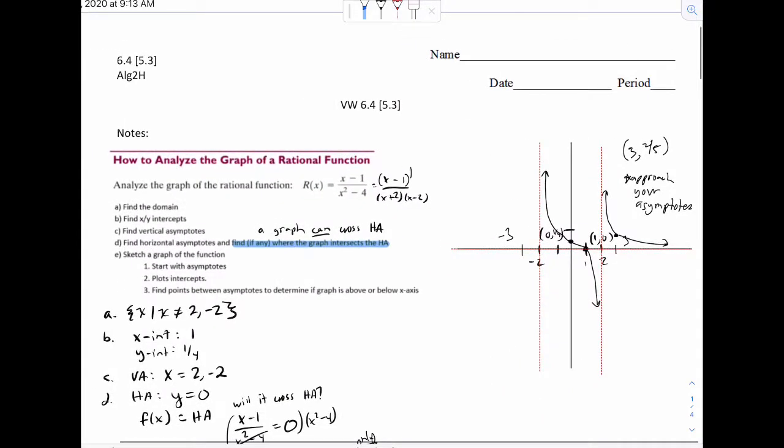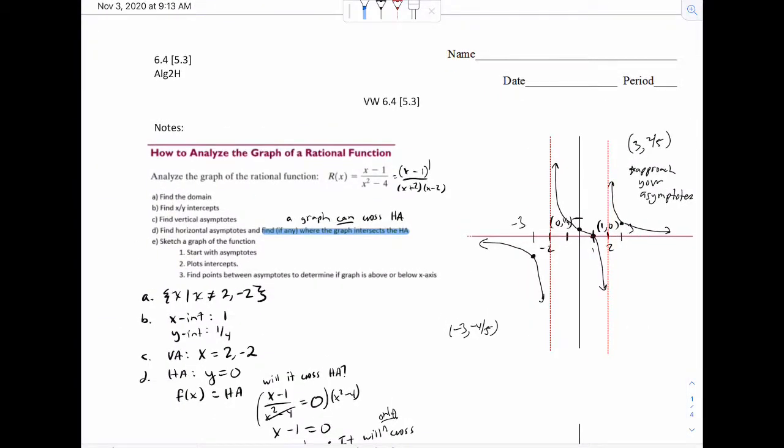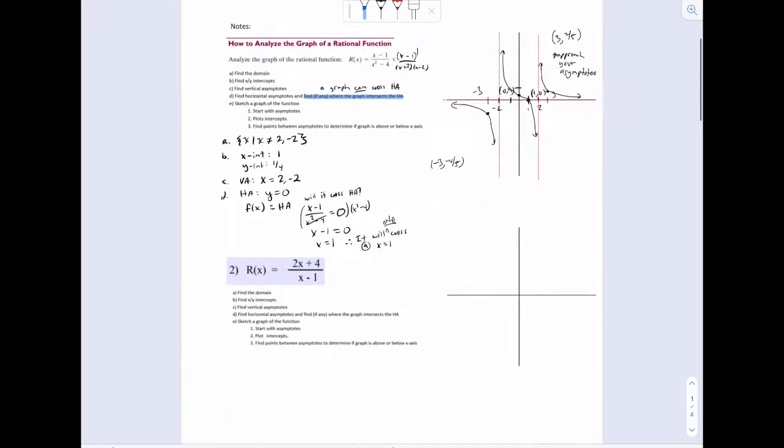So on the other side, we do the same thing. Plug in -3, you get -4/5. So I'll plot that over here somewhere, and same thing. Notice how it's just a rough sketch. It doesn't have to be perfect, and that is a good graph. Let's try one more.